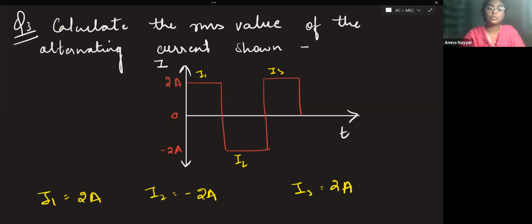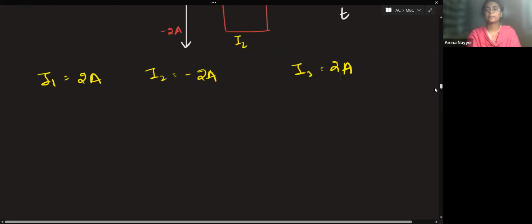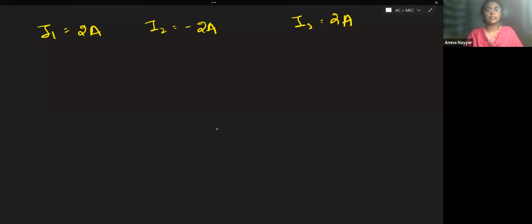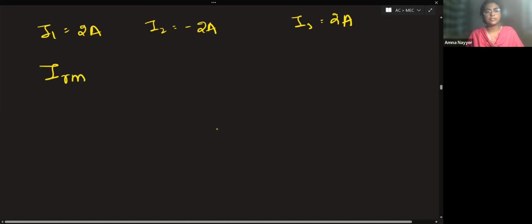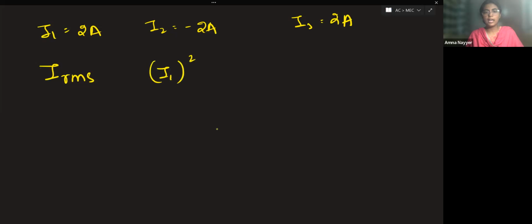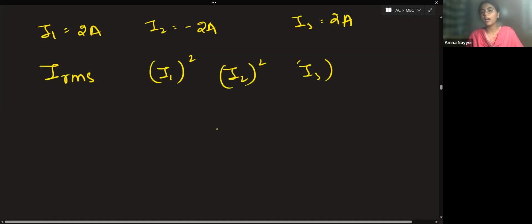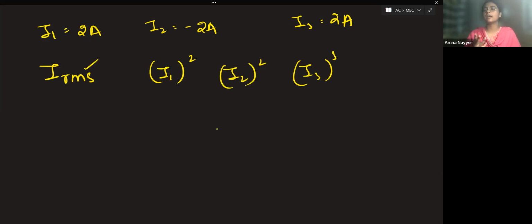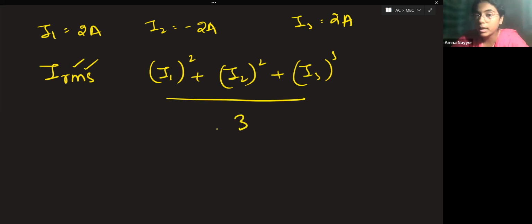So first we'll take out the square. For I RMS, first square: you will write I1 square, I2 square and I3 square. Square done. Now mean: if three things are given, how do you calculate the mean value? You add them directly and divide by the number of terms present. Here there are 3, so you add all these and divide by 3. Mean done. We are calculating the mean of I1 square, I2 square and I3 square, because squaring was the first step. The last step is putting it under root.